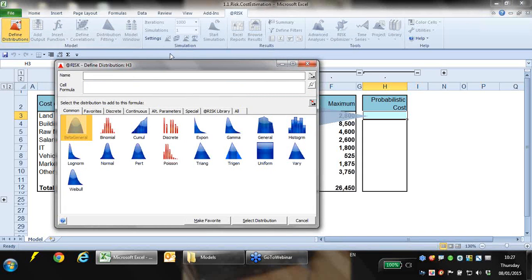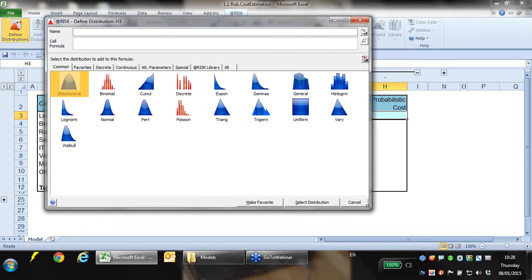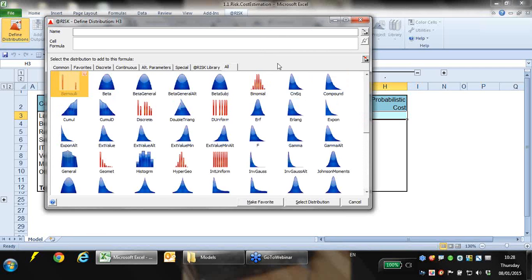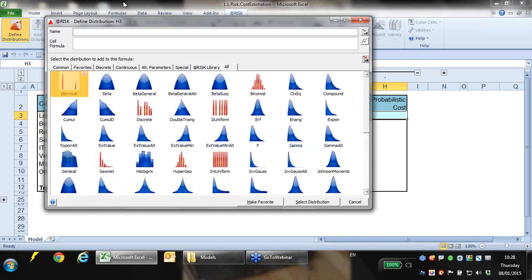So if I click Define Distributions, and this is a cost model, but other models are very much available. What we have now is what we call a distribution palette, which shows us all the different @RISK distributions. So there's lots and lots of different ones on here, which is something which sometimes freaks people out if they're new to the software. Oh, there's all these probability distributions, how do I know which one to choose?